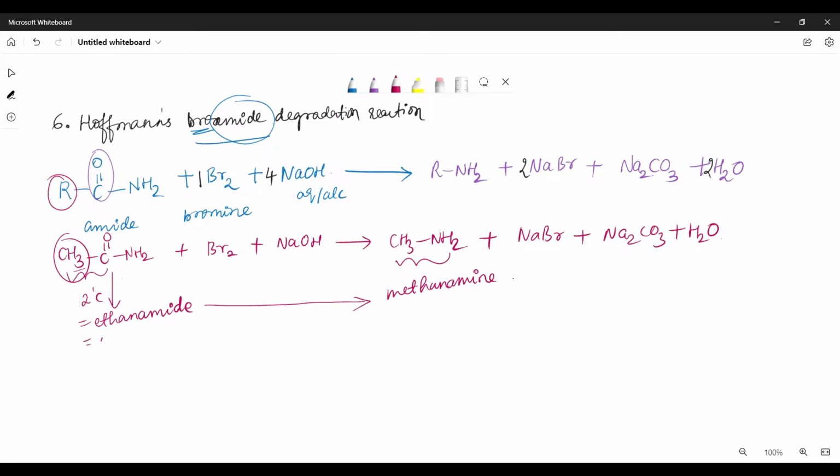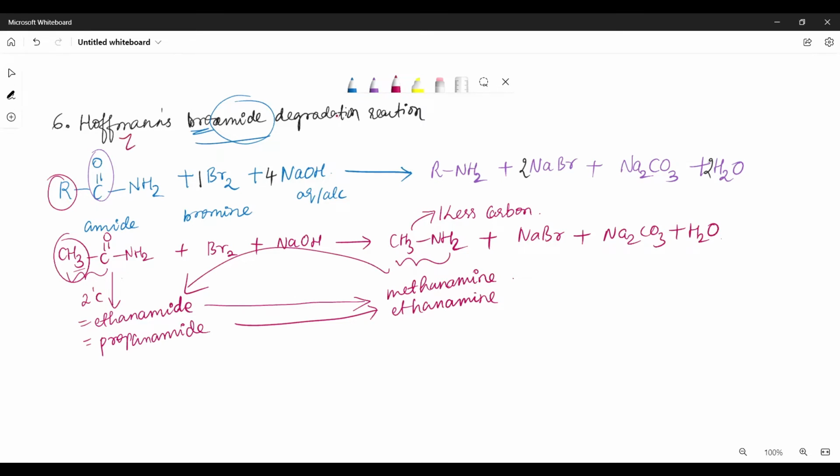If you take propanamide here, you will get ethanamine. So here this will be of one less carbon. Very important to note. So with this knowledge you can write the backward reaction also and the forward reaction also. If you have methanamine, then from what is it prepared? It is prepared from ethanamide, if they ask with respect to Hoffmann's bromamide degradation reaction.